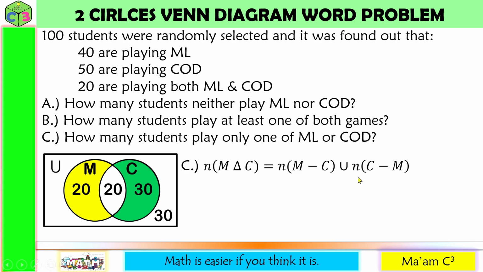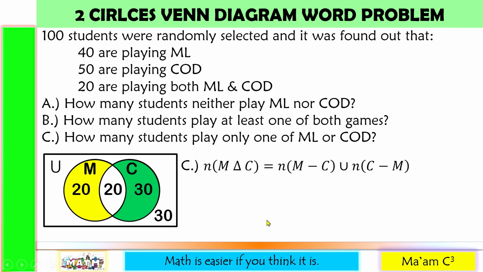Union with the cardinality of C minus M. This time we're going to subtract the elements of M from the elements of C. That again will lead us to subtracting the common elements of M and C. So it will leave us now with this shaded portion.